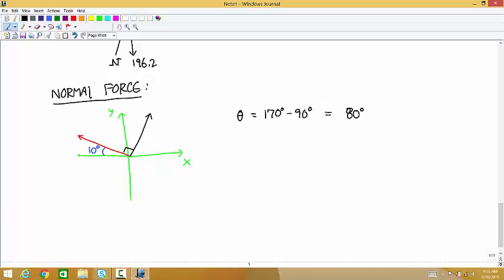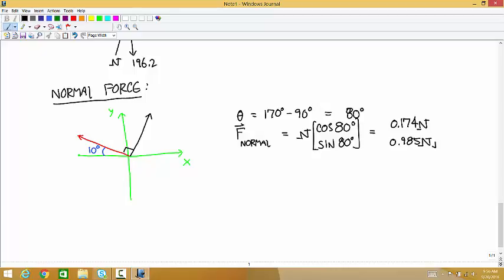And so the vector components for that normal force are the normal times cosine and sine of 80, which is 0.174 N, 0.985 N. Any questions about that one?